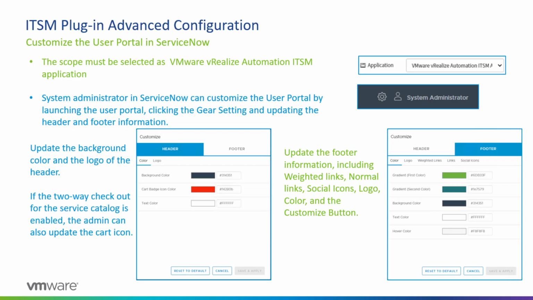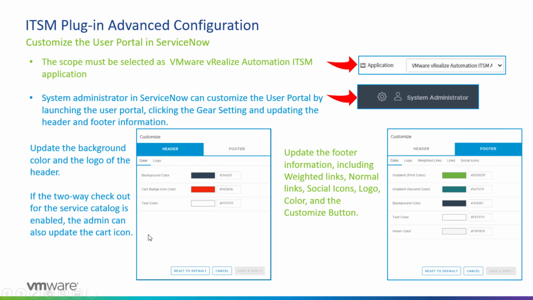Starting with customization of the user portal in ServiceNow, you need to make sure that the scope is selected as VMware vRealize Automation ITSM application, and I've demonstrated how to do that in the previous video. If you have not seen it, you can always go back and check those videos. Also, you have to be the system administrator in ServiceNow, the only persona that can customize the user portal, simply by launching the user portal and then clicking the gear setting or the cog on the user portal and to update both the header and the footer information.